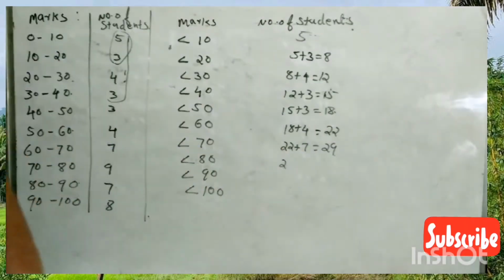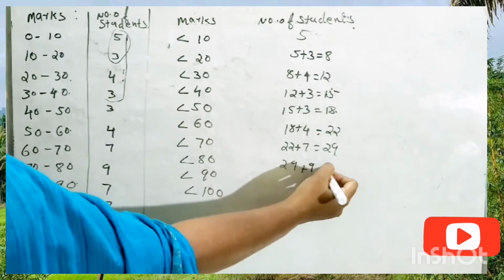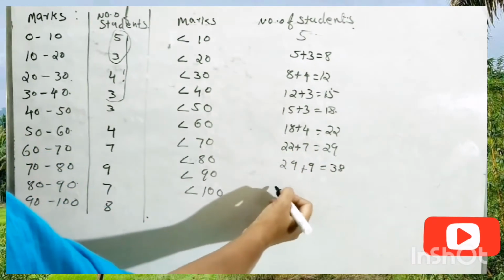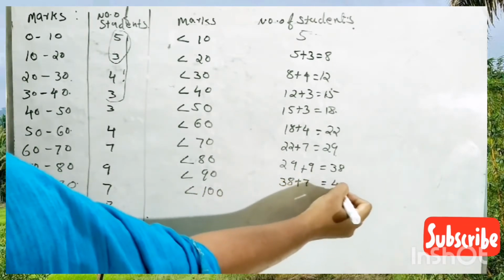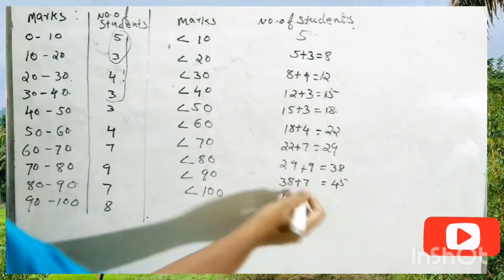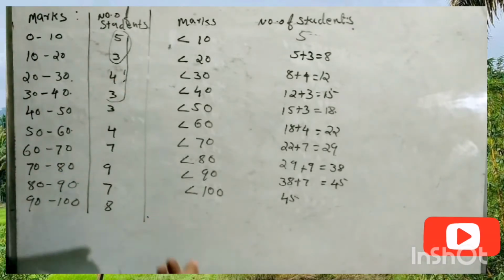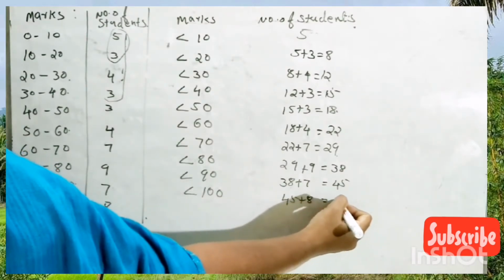Less than 80 means 29 plus 9. 29 plus 9, that is equal to 38. Now 38 plus 7 is equal to 45. And last one, less than 100 means we can consider all these classes together. So we need to add all the frequencies, that is 45 plus 8, this is equal to 53.